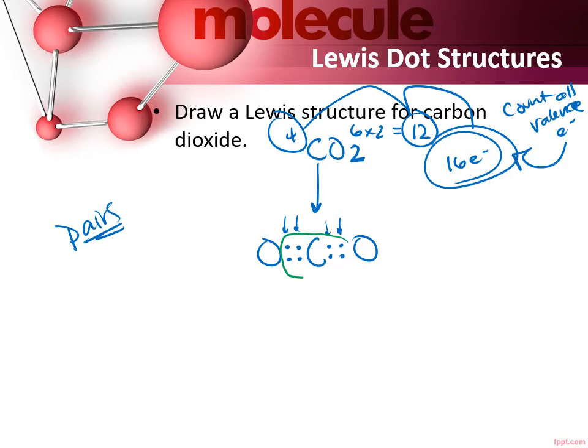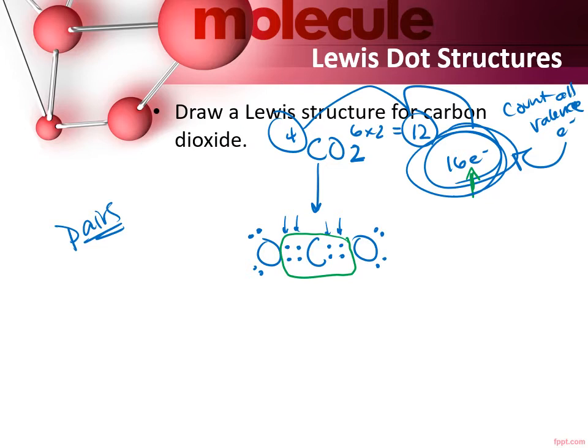Carbon is already super happy. Carbon has 2, 4, 6, 8. But I've only used up 8 electrons and I have 16 total to work with. So I'm going to add 2 more here. There's 10, here's 12, here's 14, here's 16. Here are my 16 valence electrons that I have to make bonds.